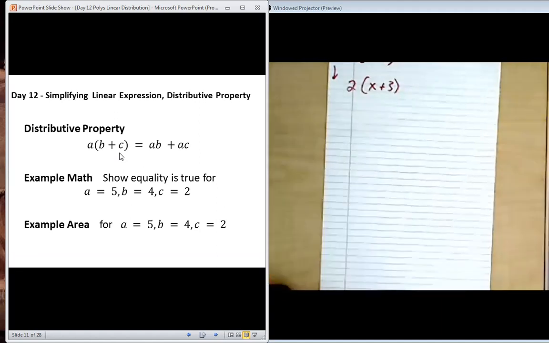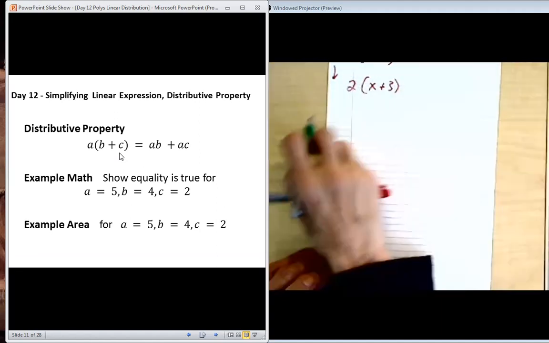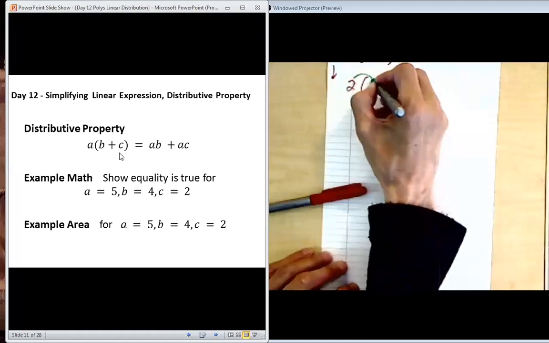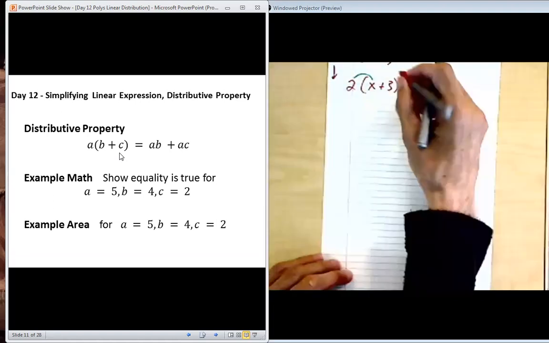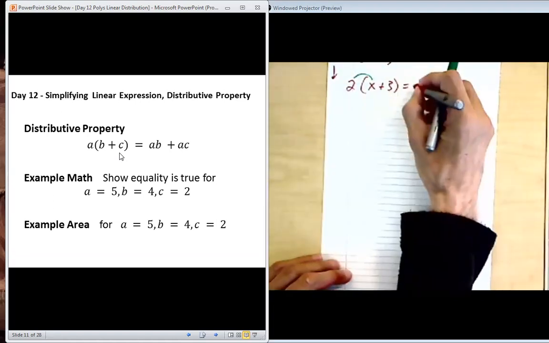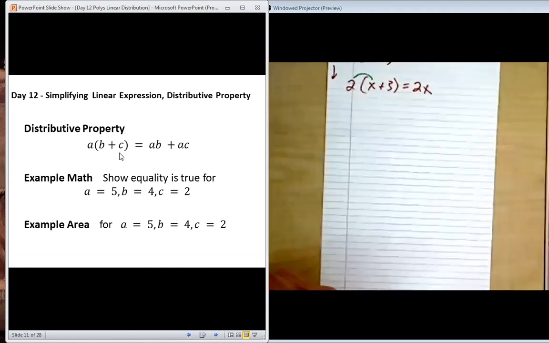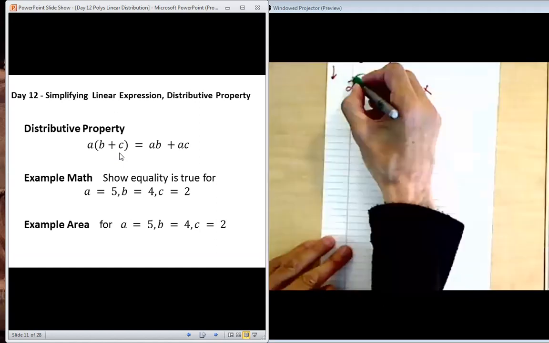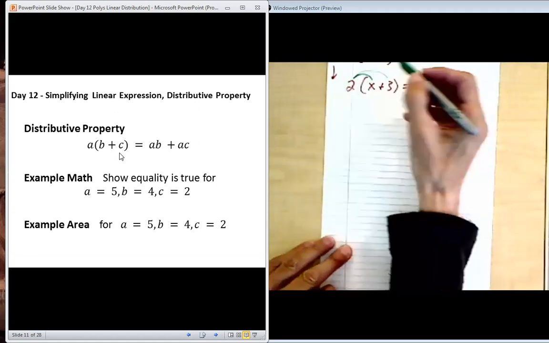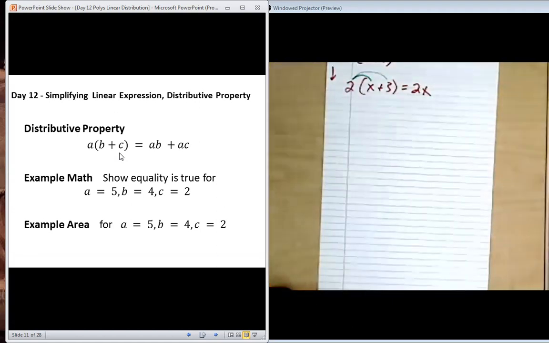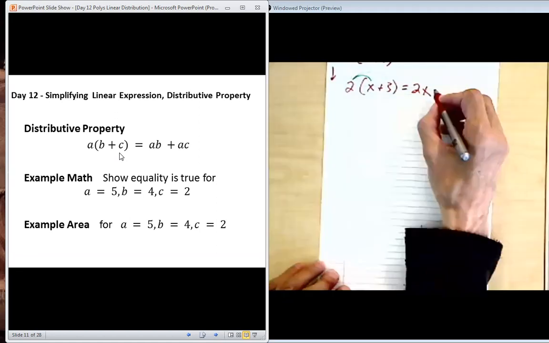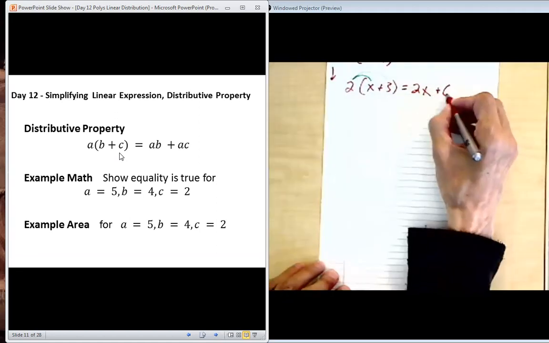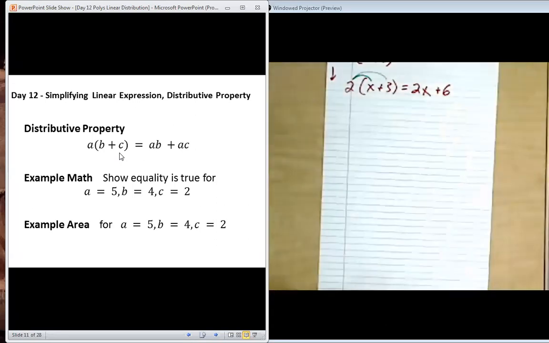What we do with some style is we take the number out in front, and we multiply it by the first term. So we do that, we get 2x. And then we do it again, 2 times the next thing. Now you have to keep track of all the pluses and minuses along the way, okay? This one is nice, everything's positive. We got a 2 times a 3, that's a plus 6, like that.